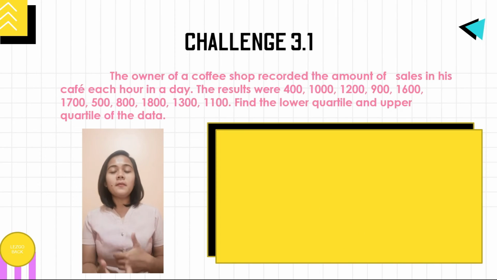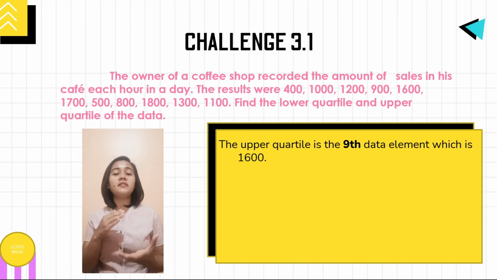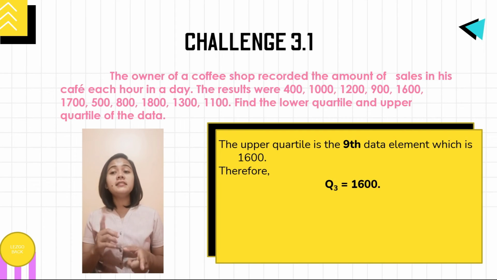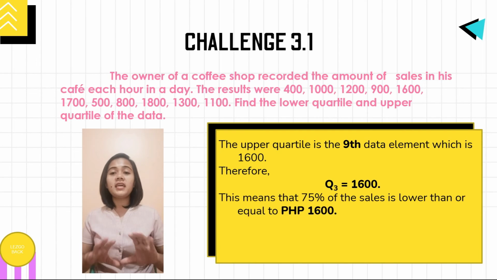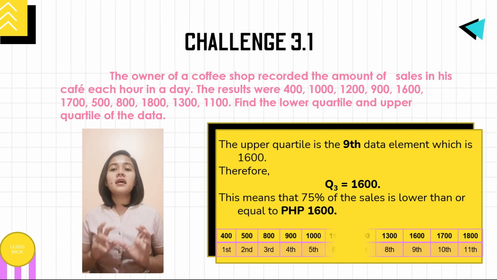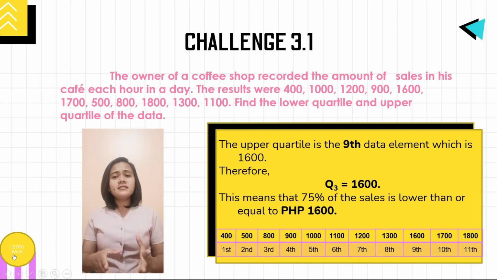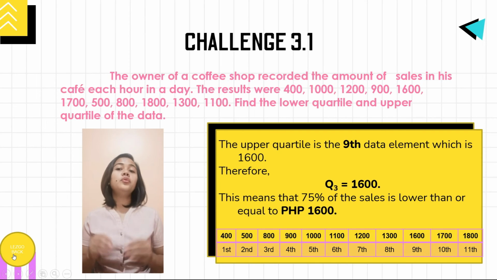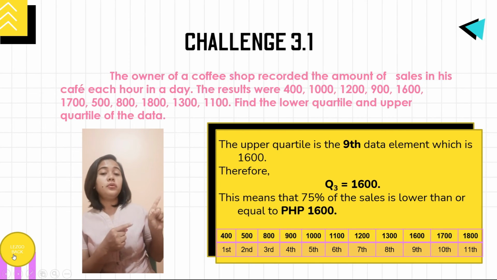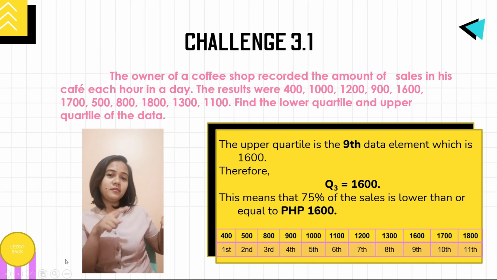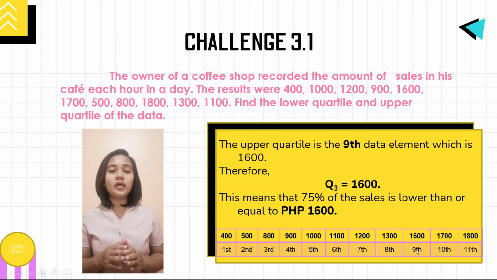Now, therefore, upon computation, we have the upper quartile is the 9th data element, which is 1,600. So the location 9 is Q3 or the quartile 3, which is 1,600, and that means 75% of the sales is lower than or equal to 1,600. So looking at our table, you can see that the 9th location is 1,600.